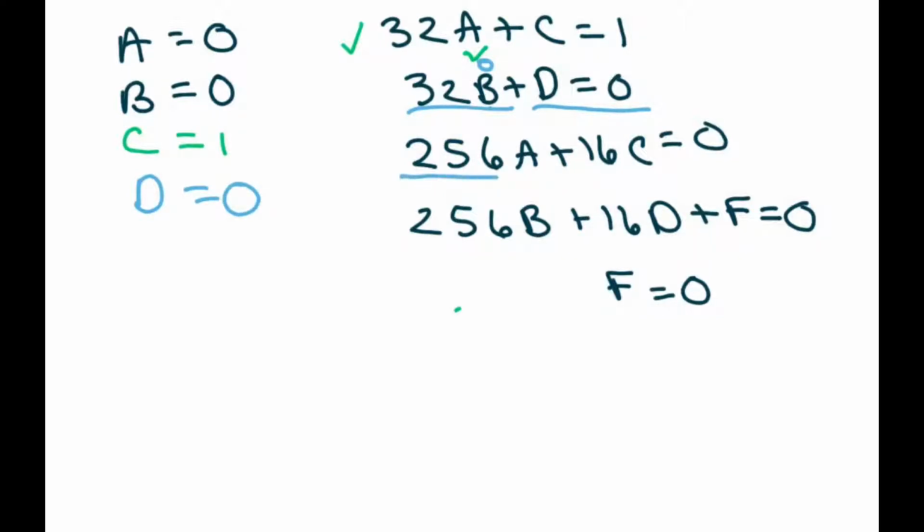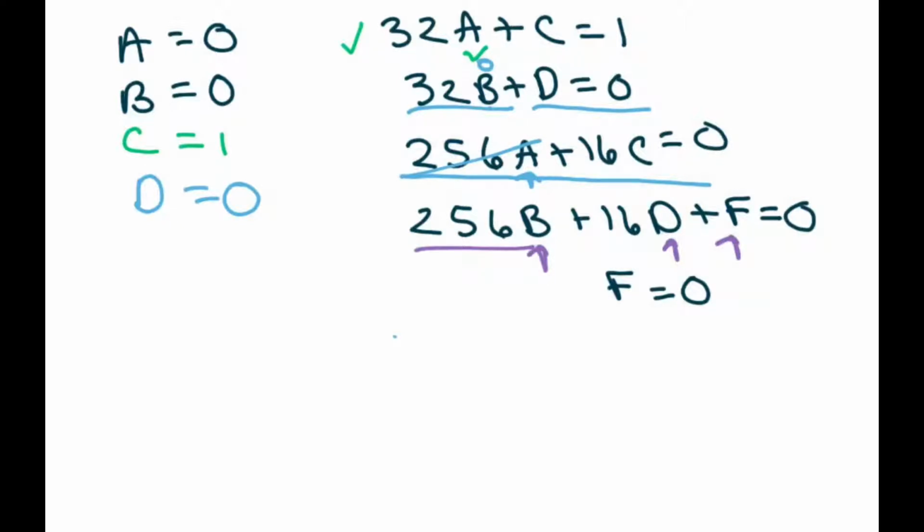And for this one, my a is 0. So that knocks that out. My c is 1. So we're going to get 16c equals 0, but c is 1. So we get 16 equals 0. So basically our c is going to equal 1. We already have that. We didn't need to do that one because we already had that. Alright, so now we have to do this one. We have our b is 0, and our d is 0, and our f is 0.